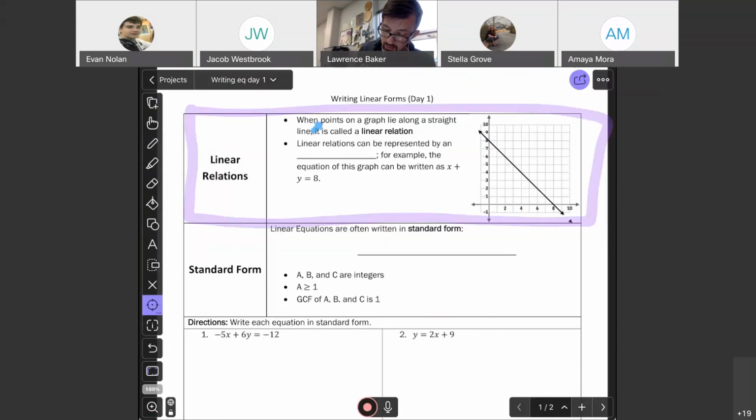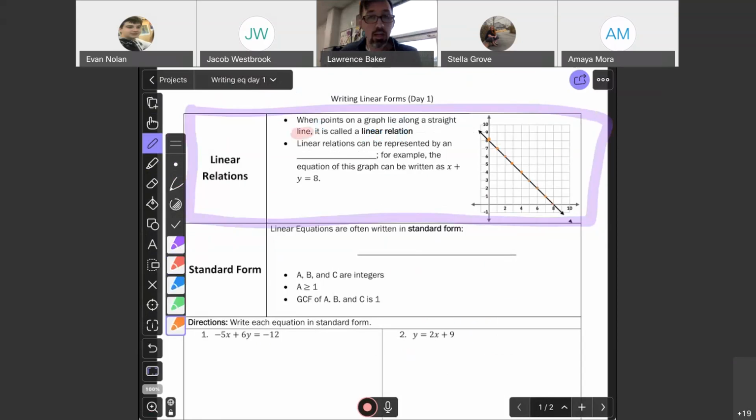So when we were talking about linear relations, why they're called linear relations is because the points on that graph lie in a line. You guys knew that already. We talked about that a little bit at the very beginning of the year, that these points would all lie on one line, so that's why it's called a linear relation or a linear function.